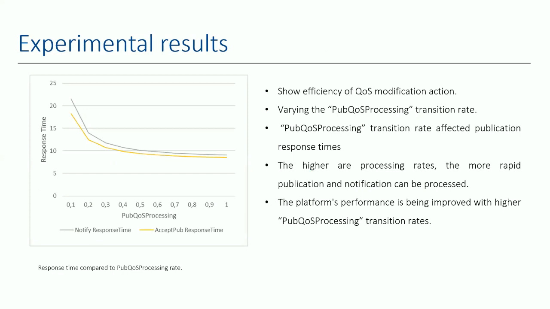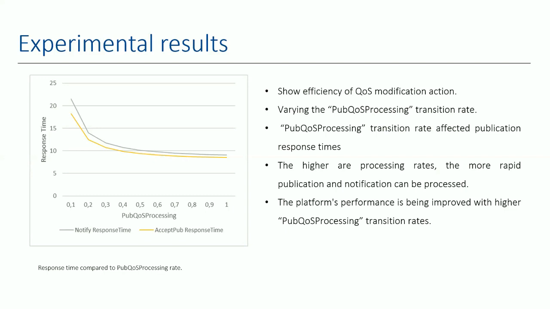I will show one of our experiments, which is response time compared to the quality of service, and the notification response time. We conducted this experiment to show the efficiency of the quality of service modification action, which can be applied to an IoT system whenever performance is degraded. Hence, we show how performance may be degraded when the quality of service processing rate increases. For this purpose, we vary in our SPN model the publish quality of service processing transition rate and compute the broker response time needed for accepting and processing a publication for publishers, and the response time required for notifying a subscriber.